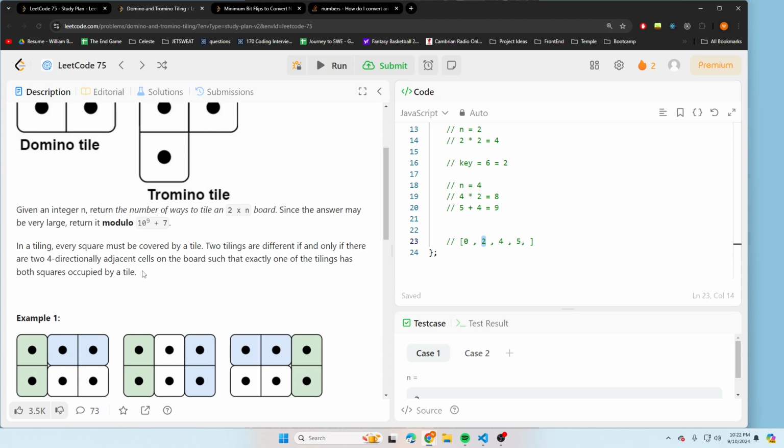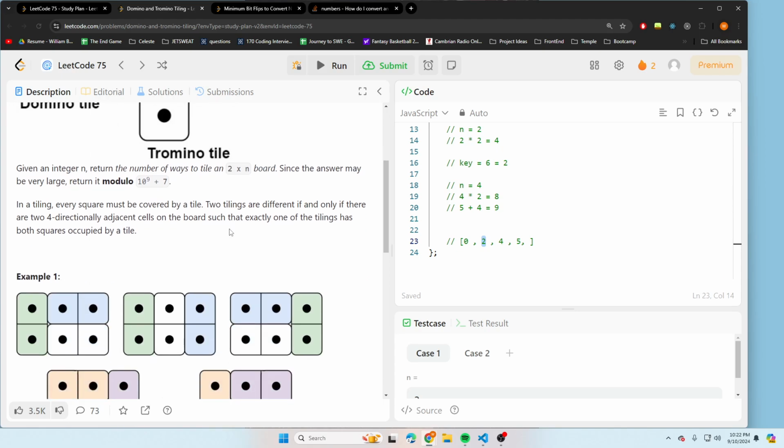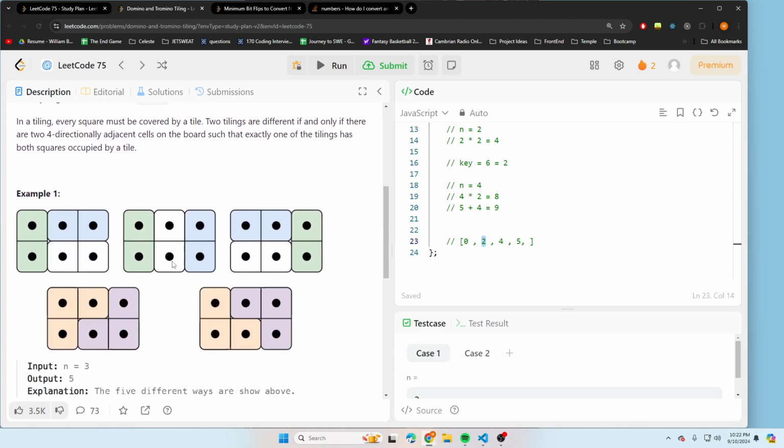Two tilings are different if and only if there are 4 directionally adjacent cells to the board such that exactly one of the tilings has both squares occupied by a tile. What does that even mean, bro? What does that even mean? Because we know it couldn't be odd numbers, so they couldn't be joined together other than, yeah.